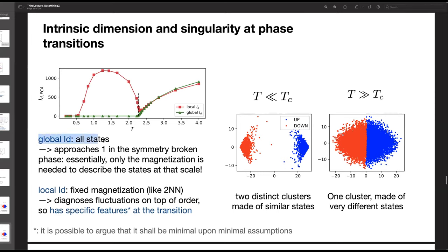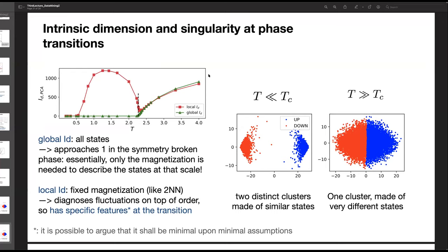In order to understand this in a more quantitative manner, one can compute a global ID, which is the one that we compute with the principal components by taking all states. This global ID approaches one in the symmetry broken phase, because at that point only magnetization is really required to describe the data set. We have two very large separate clusters. We just need to label them with plus and minus, and we are done. One can see that in this plot as a gray line. At very low temperature, this is essentially flat, and the value is one.